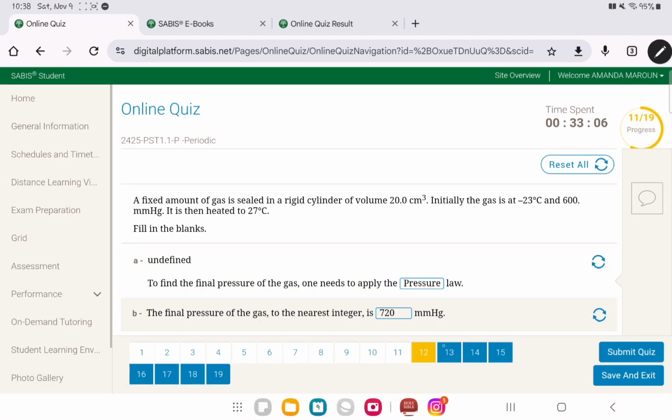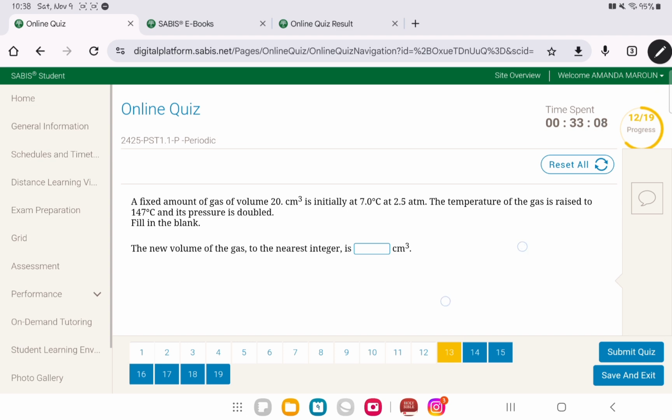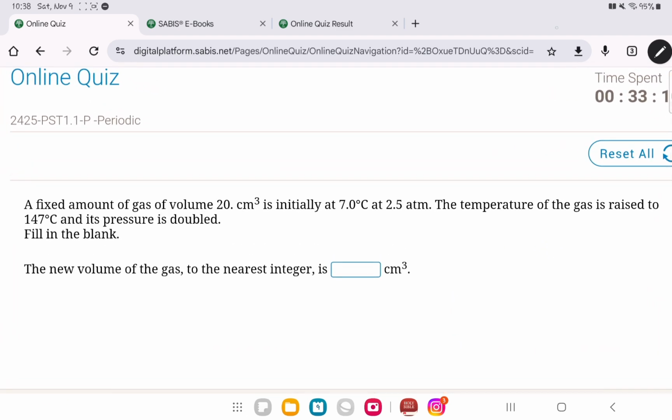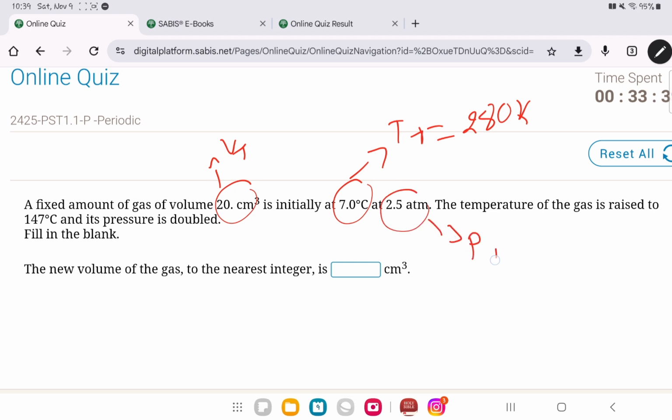Now we move on to question number 13. This is nice, okay? Let's read. A fixed amount of gas of volume 20 centimeter cube. They didn't tell us it's a rigid container, so we cannot say the volume is constant. So we are going to take this as volume 1. It is initially at 7 degrees Celsius, so this is temperature 1. We need it in Kelvin, so it's 7 plus 273, so 280 Kelvin. And this over here is pressure 1.